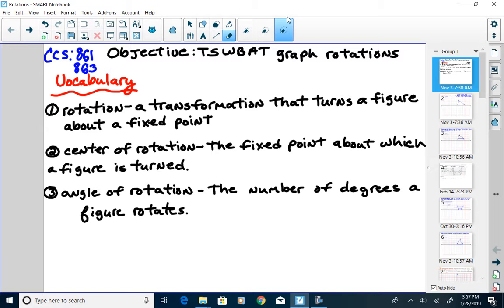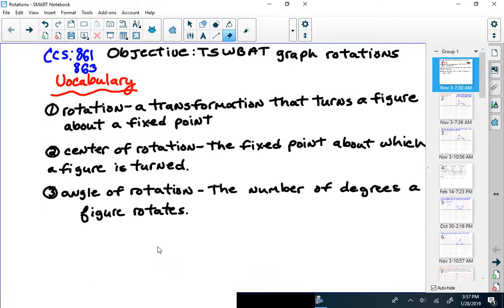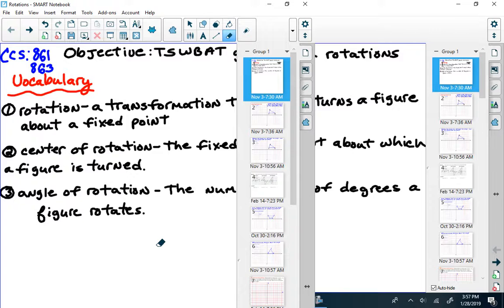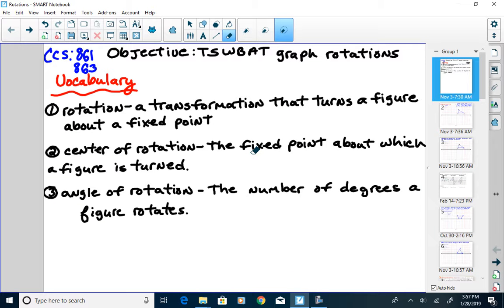Alright guys, our lesson today is that the student will be able to graph rotations. Some of the vocabulary that we'll be using today: first, we have a rotation. It's a transformation that turns a figure about a fixed point. For all of the rotations today, that fixed point will be the origin with a location of 0, 0.